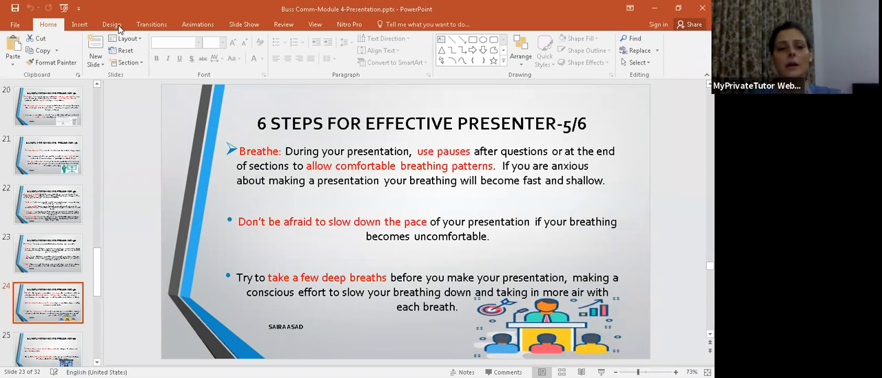Then breathing. During your presentation, use pauses after questions or at the end of sections to allow comfortable breathing patterns. If you're anxious about making a presentation, your breathing will become fast and shallow. Practice matters here, so that you do not run at a fast pace. You should enjoy your conversation as if you are talking at home. Don't be afraid to slow down the pace of your presentation if you're breathing uncomfortably.